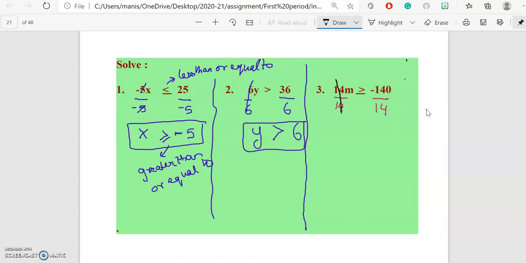14 divided by 14 gives me 1, so I'll bring my m over here. But negative 140 divided by positive 14 will give me negative 10. Do not change the symbol, because here we divided by positive 14, but in the first case we divided by negative 5. That's why we changed the sign there. In this case we will not change anything; we'll keep it like this. So this question number 3 is similar to question number 2. In both we did not change the direction of the inequality symbol, but in the first one we changed it. So always remember, it is very important to follow the rules.